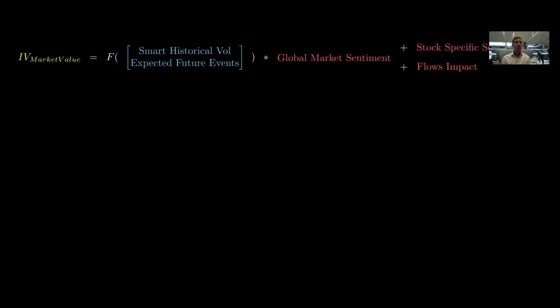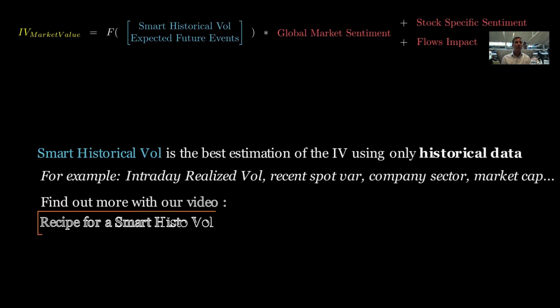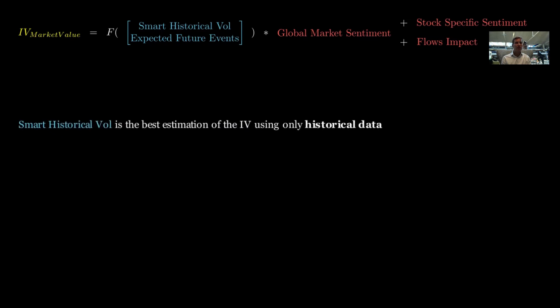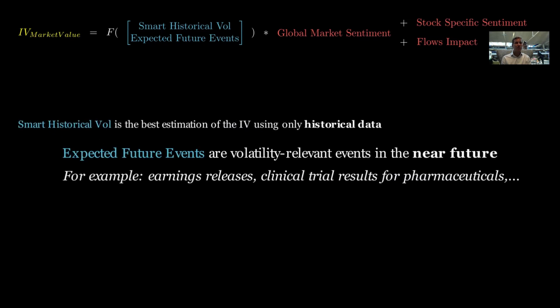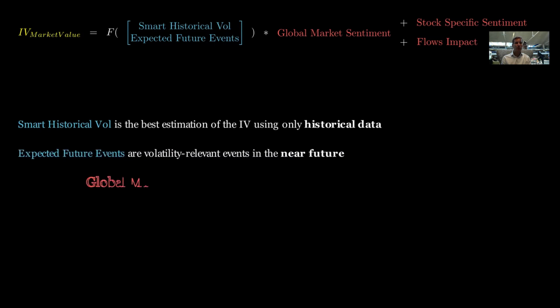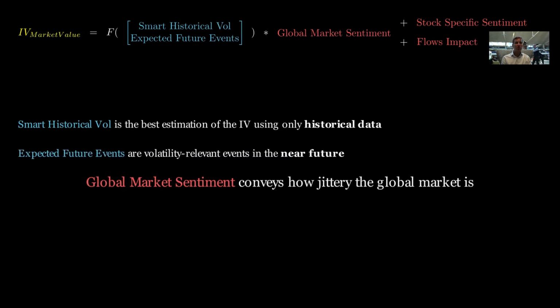The smart historical vol synthesizes all the information in past and present data, like realized intraday vol over different time spans, spot movements, and more. This is detailed in a separate video. Expected future events include what is yet to happen, but for which we already know that it will have a market impact. For example, earnings publication or clinical trial results.